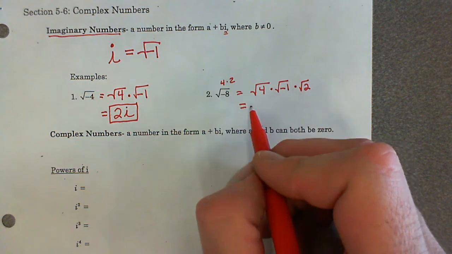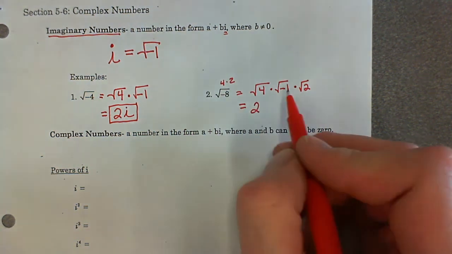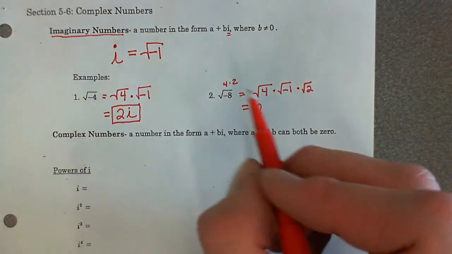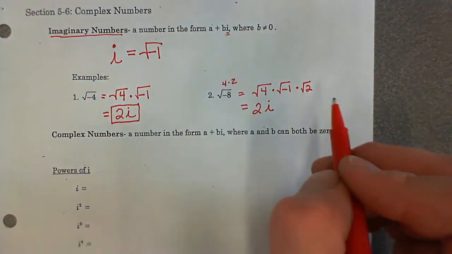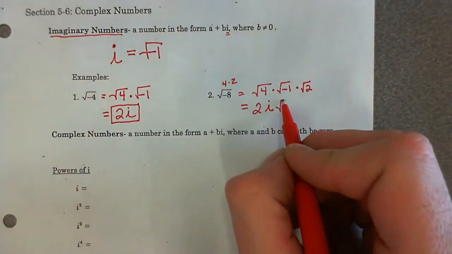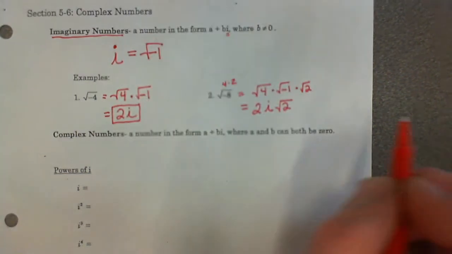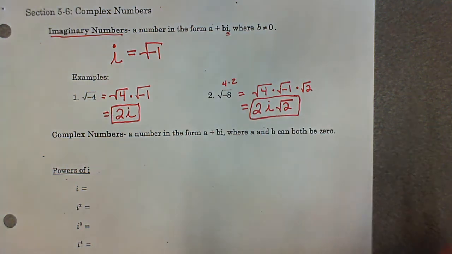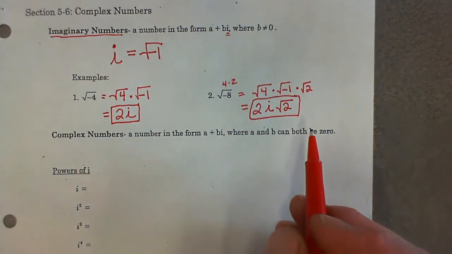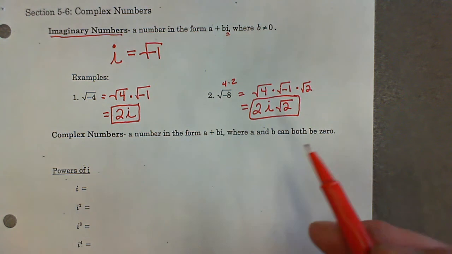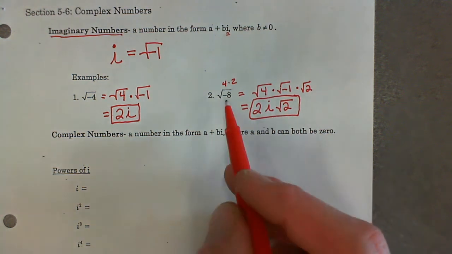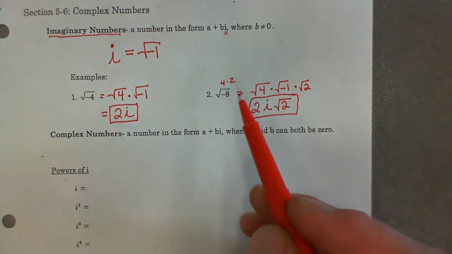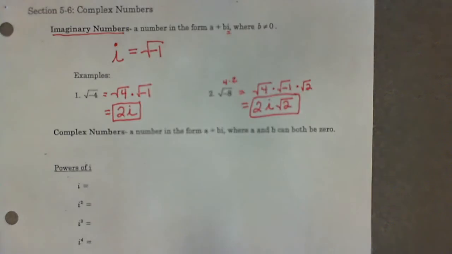What's the square root of 4? That's 2. What's the square root of -1? That's i. What's the square root of 2? We can't reduce that, so it's 2i square root of 2. Okay? So if you know how to reduce normal square roots, reducing negative square roots is really easy. The negative comes out as an i.